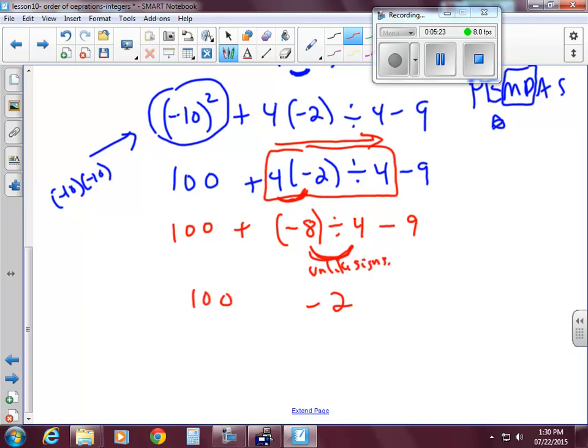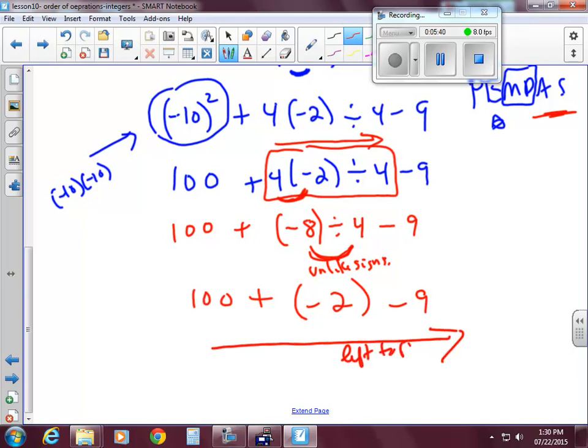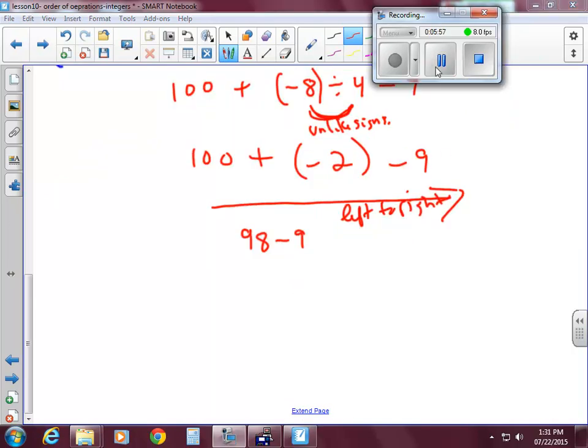Okay, record the 100, record the plus. When you say plus minus 2, it really means plus negative 2, which really means minus. And then record the minus 9. Now at the end we boiled it down to addition and subtraction, and we move left to right, even if you have to note to self there, left to right over addition and subtraction. So 100 plus negative 2 means the same thing as 100 minus 2, which is 98. Then you'd have 98 minus 9, which is 89. And voila, we arrive at 89.